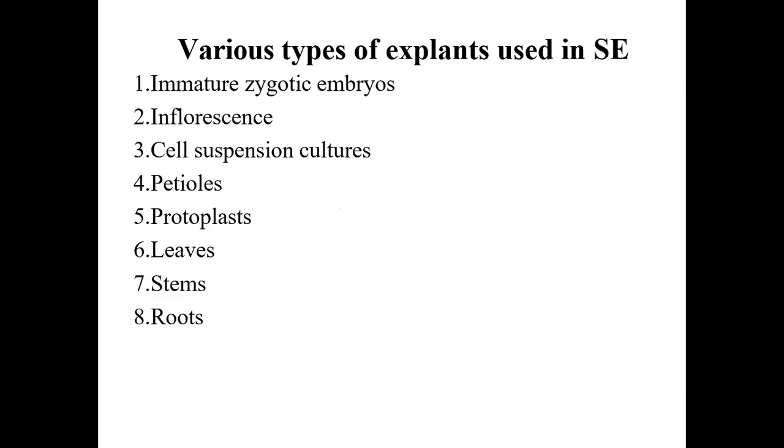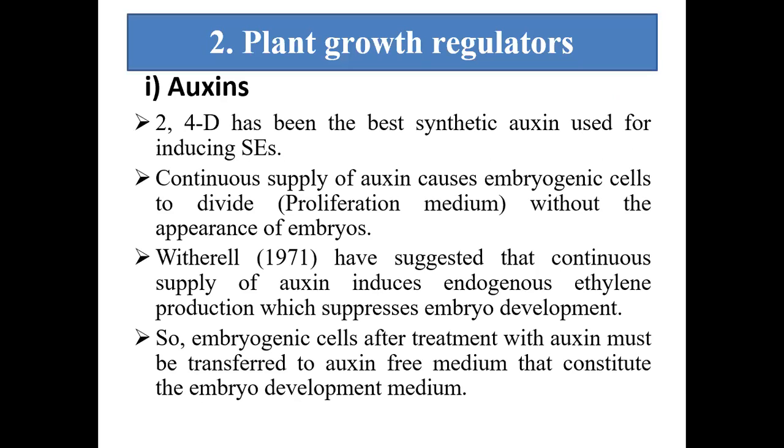Now, there are various types of explants that can be used for somatic embryo induction: mature zygotic embryos, inflorescence, cell suspension cultures, petioles, protoplasts, leaves, stems, and roots. So there are varied ways and means.